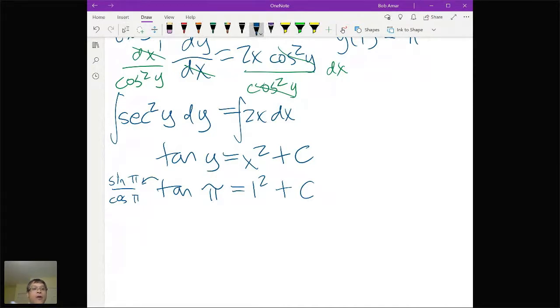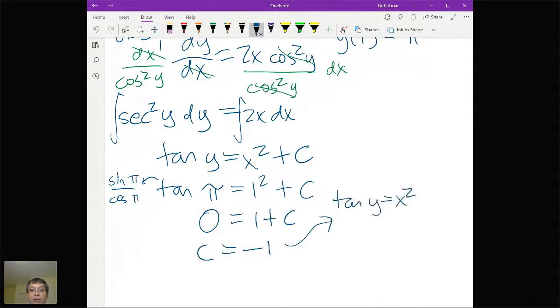Okay, and so here I recognize that the tangent of pi is 0, and this gives me c equals -1. Therefore, tan y equals x squared minus 1. Therefore, y is arctan. I'm going to write it as tan inverse because you'll also see that as well.